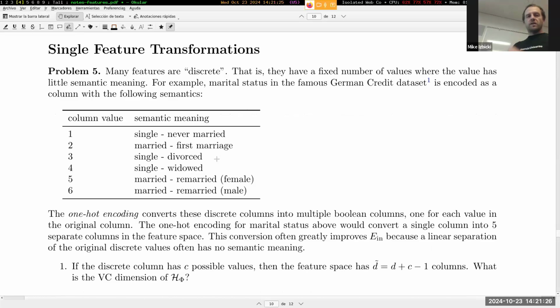Let's see, moving on here. So single feature transformations. This problem 5 here, super important one. A very common situation here, what we're going to see. So many features are discrete, and what that means is that they have a fixed number of values where the value has little semantic meaning in and of itself.